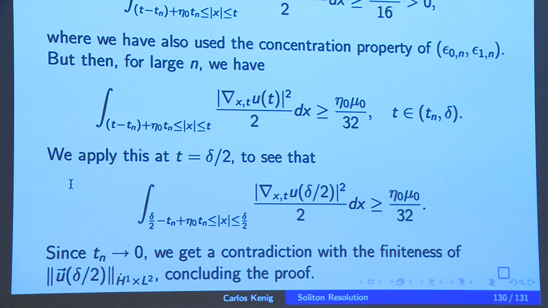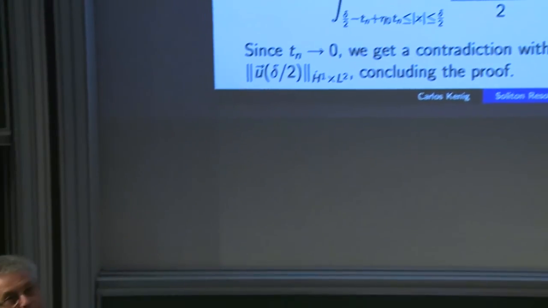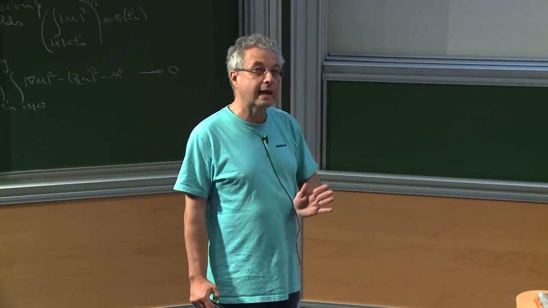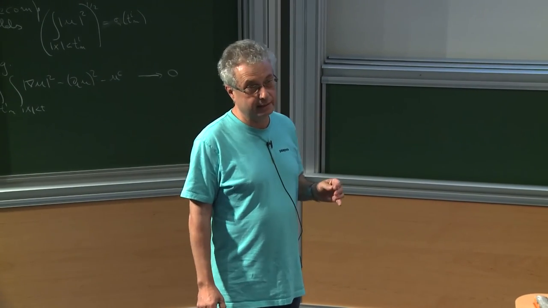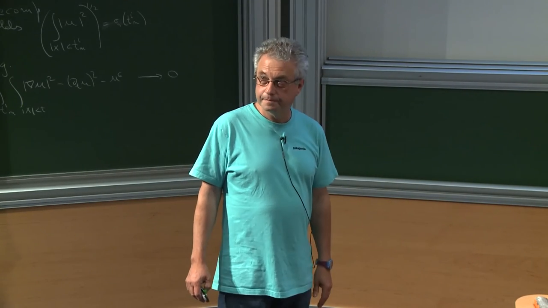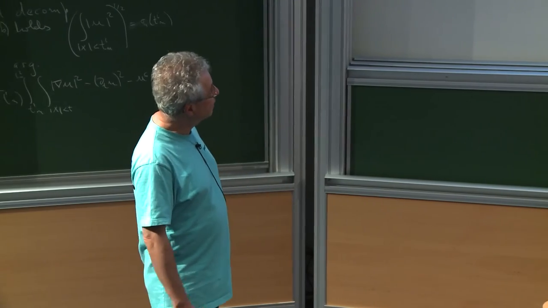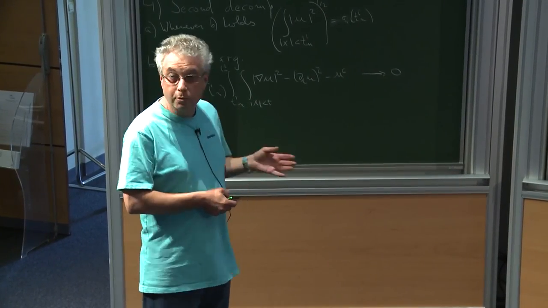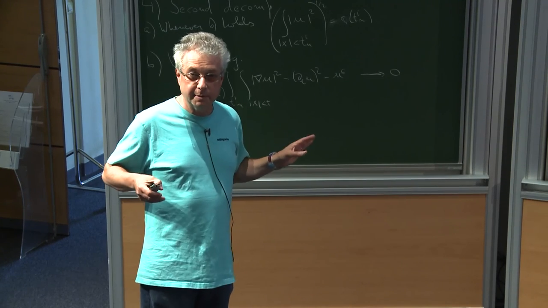And if you remember, in the other channel of energy arguments we've seen, there's something that happens for either positive time or negative time. Here we don't need that because we have outgoing data. So the flow of time is always forward. Okay. And this concludes the proof. So this is the last step.